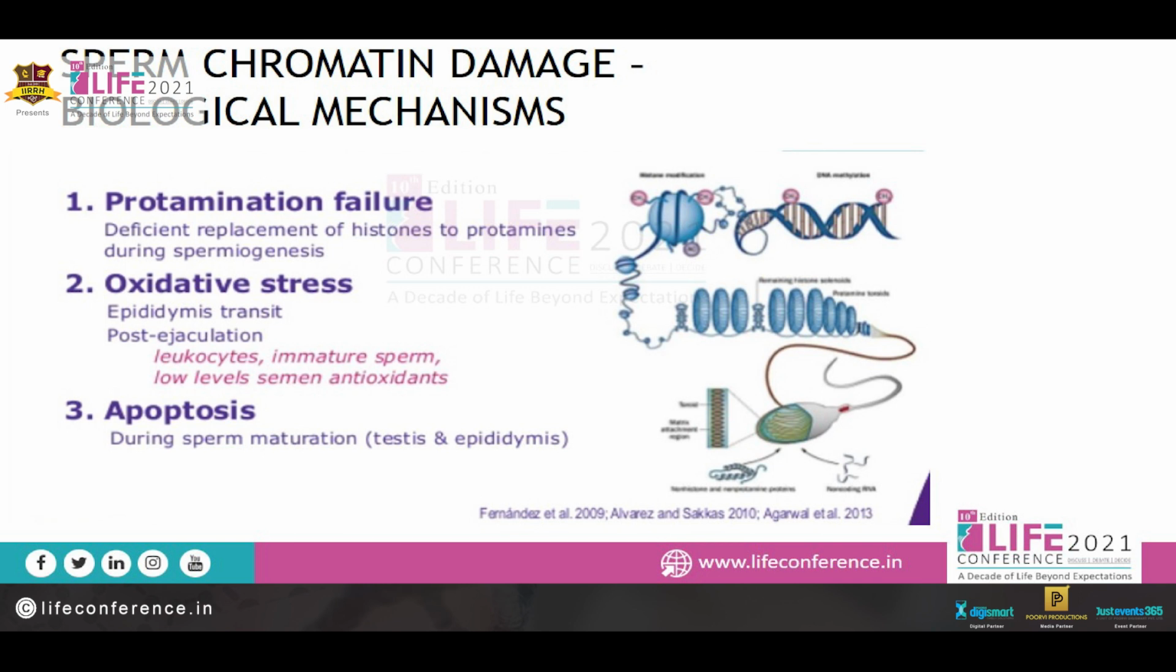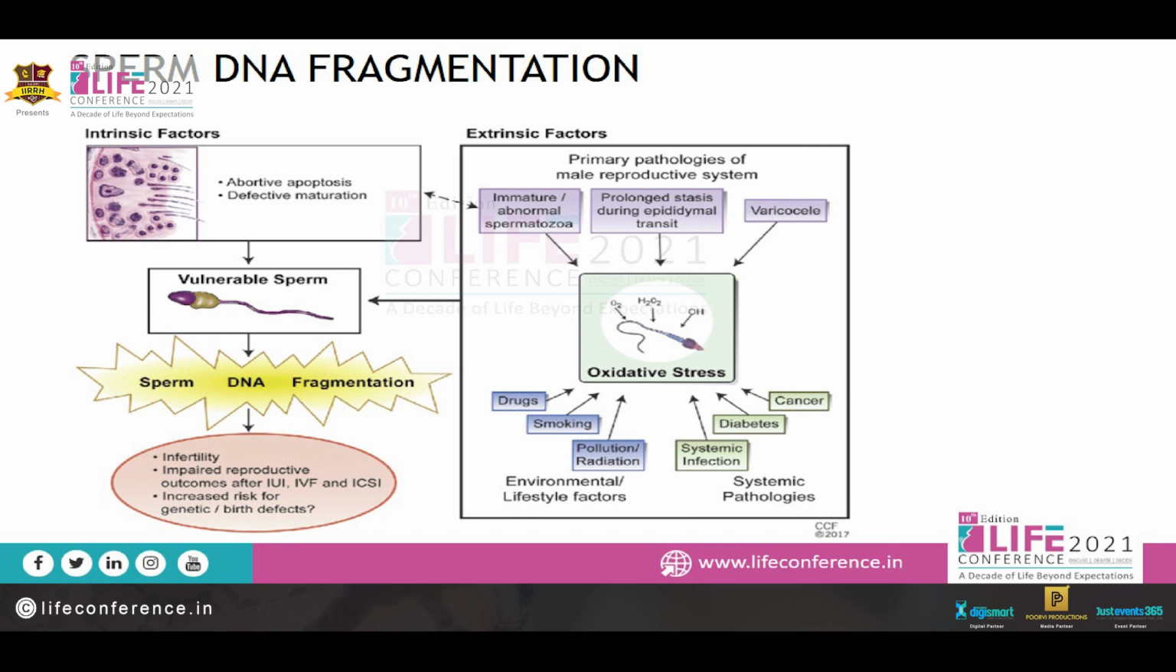And this is very important for us to understand. Let us look at it one by one. Here we have sperm DNA fragmentation, that is both the intrinsic factors and the extrinsic factors. The intrinsic factors are abortive apoptosis, defective maturation, a vulnerable sperm which is exposed to these kinds of intrinsic factors, as a result of which the head of the sperm tends to get cracked. As a result of these cracks, you are not able to see that in an analysis. For that, you need to have a very powerful microscope to see these cracked DNA in the head.